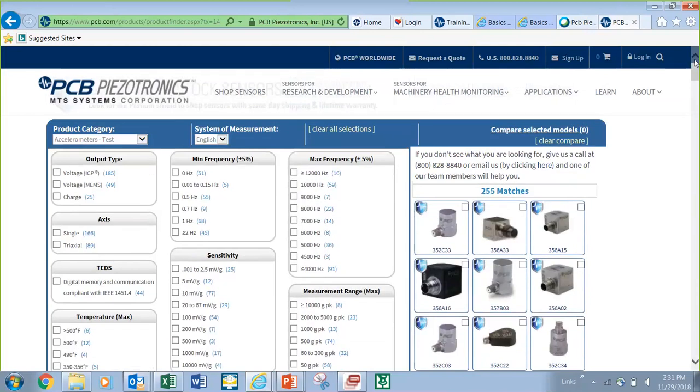The next criteria to look at is what is the minimum frequency response you need. 0 hertz would be, of course, a MEMS-based type sensor, but typically piezoelectric sensors certainly can be suitable for lower frequencies too. So that's availability for you. Sensitivity in terms of millivolt per G, that, of course, relates to your application in terms of magnitude of acceleration that's expected.